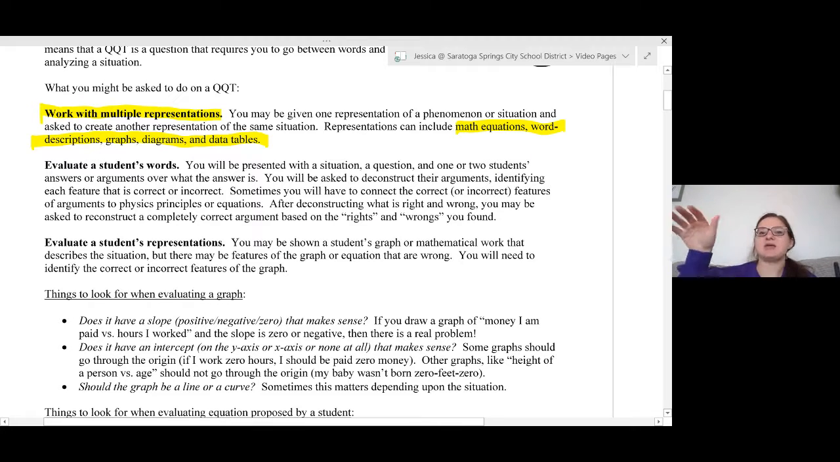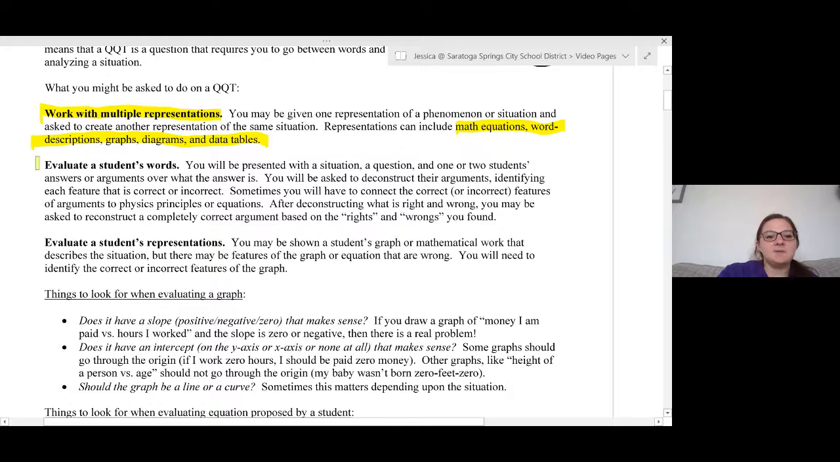So part A might give you a graph, and you might have to analyze the graph. And then part B might give you something that a student says, and you can verify or discredit what the student is saying by using the graph from above. So you can reference previous parts in later parts of the question. That's what you're really going to see on these qualitative, quantitative questions. Okay. After deconstructing what's right and wrong, you may be asked to reconstruct a completely correct answer. So basically taking all of the right parts, ignoring all of the wrongs, and making it into a statement that makes sense.